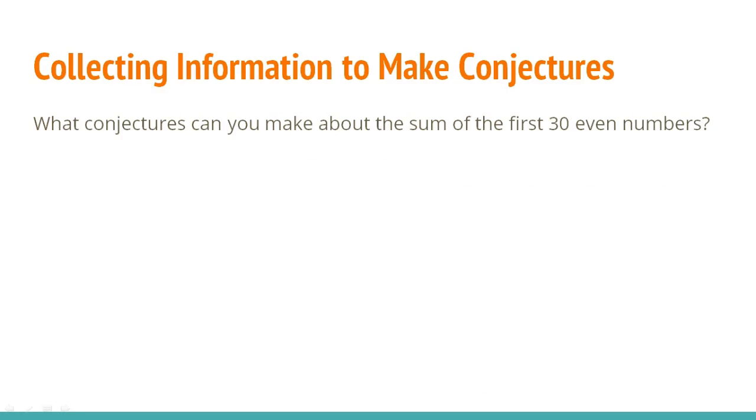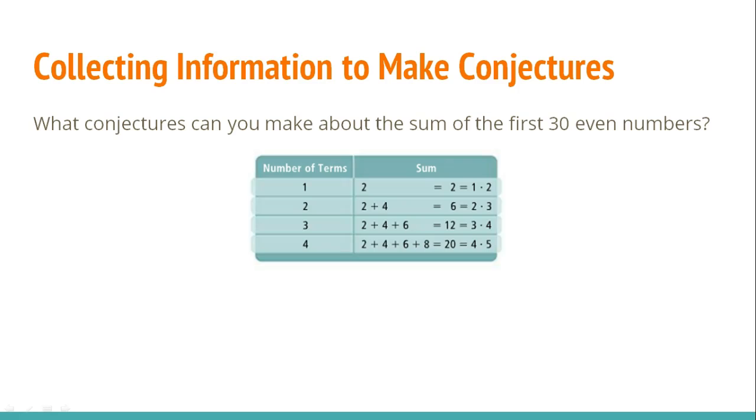So thinking about this is another great question. What conjectures can we make about the sum of the first 30 even numbers? If we just make a quick table, I'm going to give you the table, but think about it for a second. If we had one term, that would just be 2. If I had two terms, it would be 2 plus 4, which gives me 6. Then I'd have 2 plus 4 plus 6, and 2 plus 4 plus 6 plus 8. And you see over here the sums.